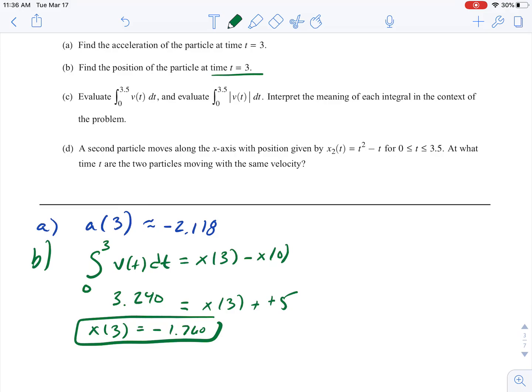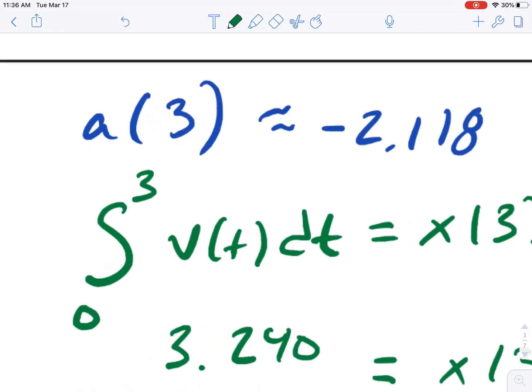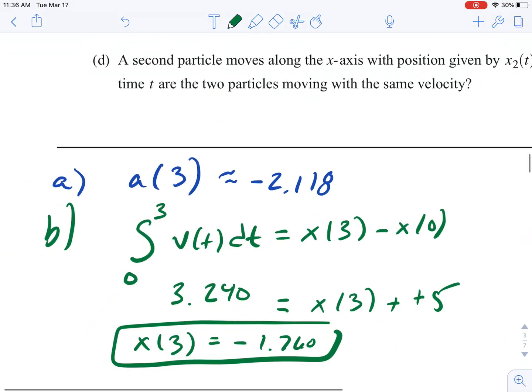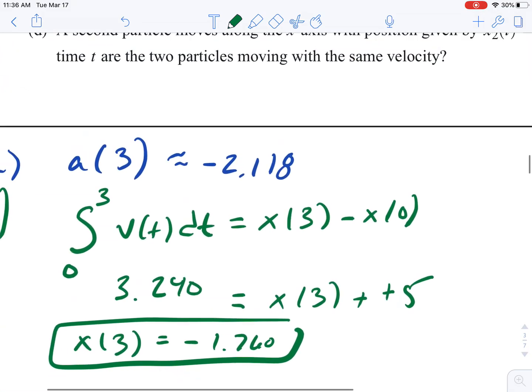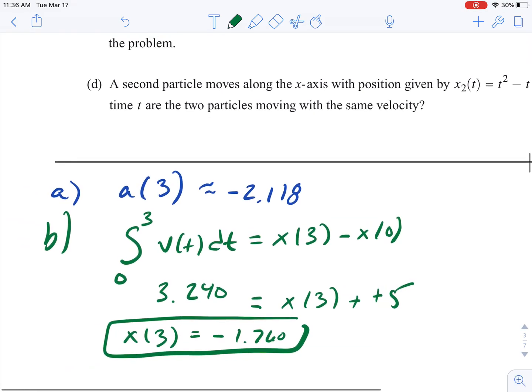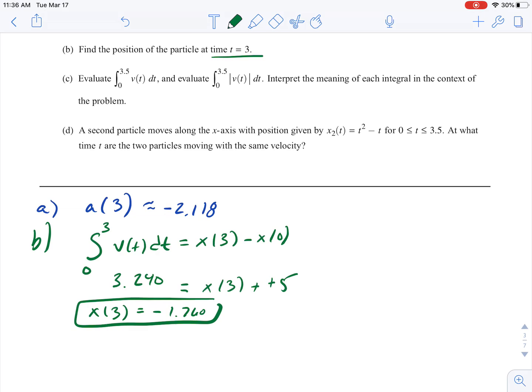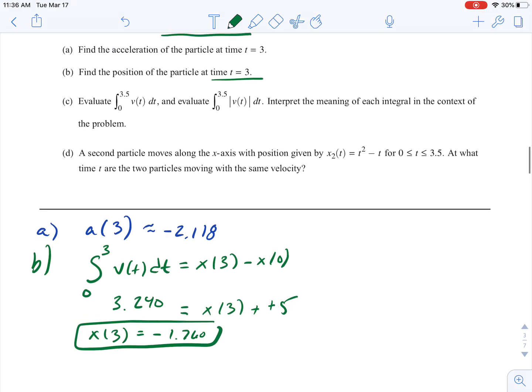1 for the integral setup. Basically 2 for the integral setup, more or less. You get 1 just for writing that integral, and then you get a point for using the initial condition. So basically you want the whole thing set up like this so you can sub in the 5, and then 1 for the final answer here. Okay. All right, moving on to part C.